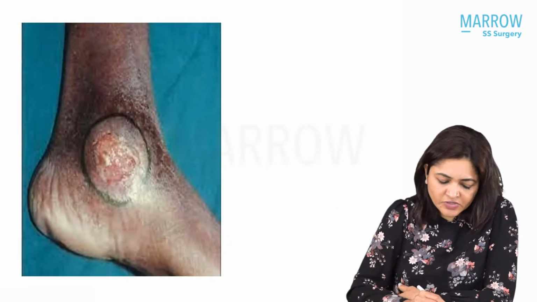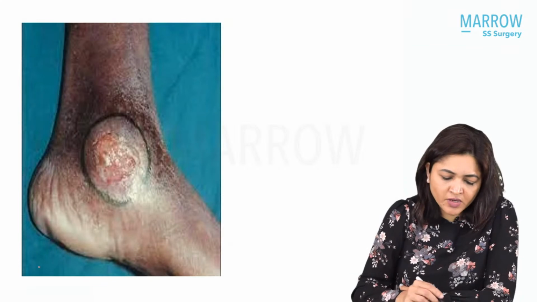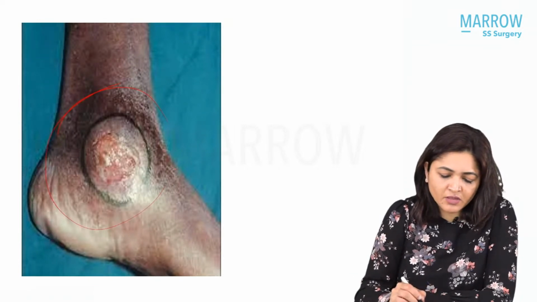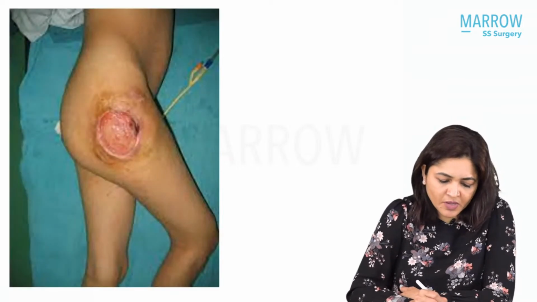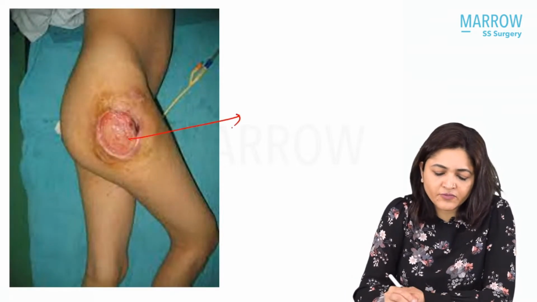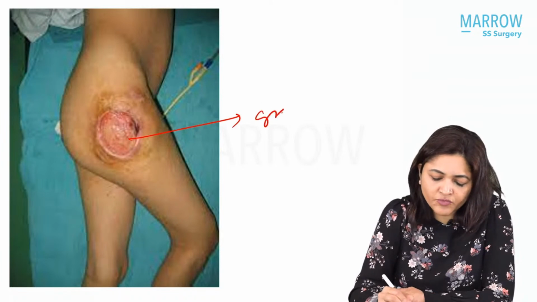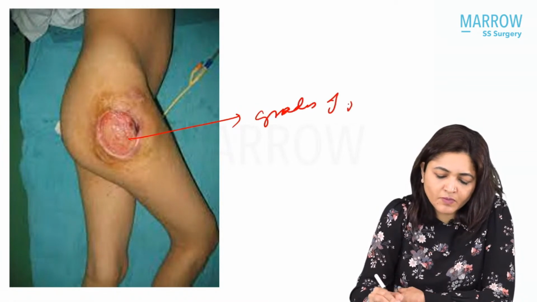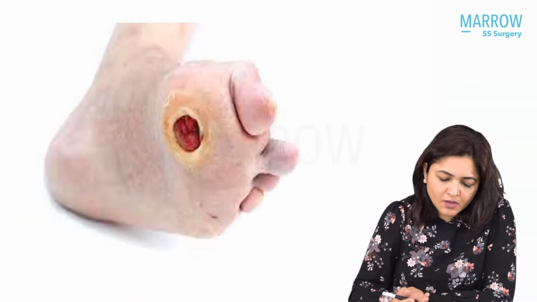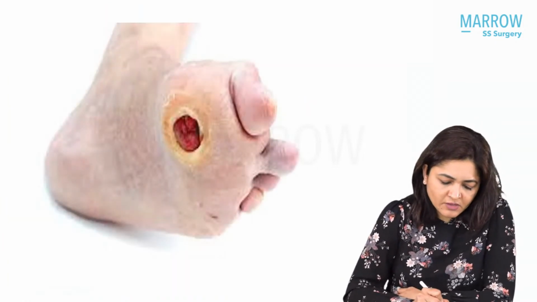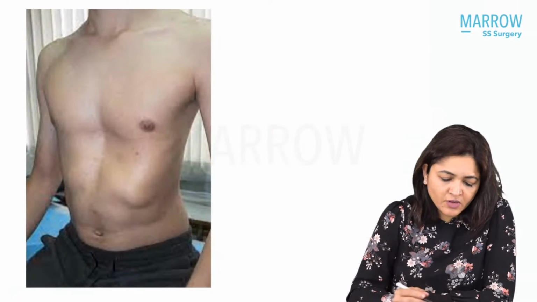Venous ulcers, questions regarding venous ulcers could be asked. What are these things surrounding in the area? You can see hemosiderin deposits. This is a general surgery question. I'm just skipping it. Again, grades of pressure sores. Neuropathic ulcer, most commonly in the diabetic foot.